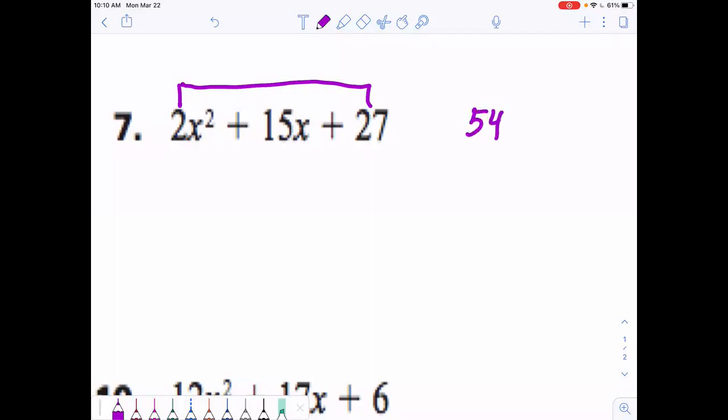$54. So now we got to look at factors. And again, that's a positive 54. So we want to look at factors of 54. Jason, what are some factors of 54? Good. So out of these, which of these add to give us that 15 that's in the middle?